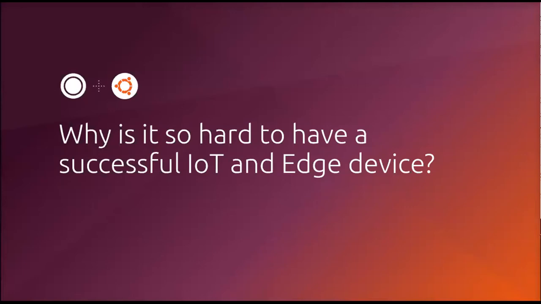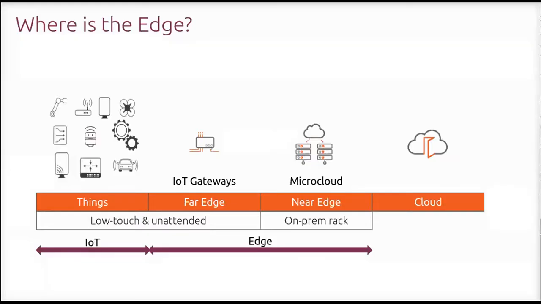This is a question that I always ask myself. Why is it so hard to have successful IoT and edge devices? We find many challenges, as we will see later, and I think it's worth highlighting some of them. But what kind of devices are we speaking about when we speak about the edge?